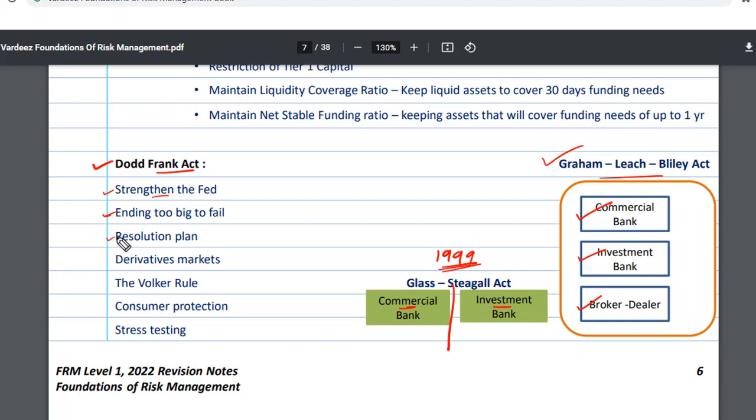The third thing we have is a resolution plan: all the important financial institutions should have a resolution plan. In case anything happens, they should come back to solvency. That is also part of the Dodd-Frank Act. The derivative market is something where it wanted to create more transparency. Next we have the Volcker rule. They put some restrictions on bank trading activity. Then there is consumer protection. This goes without saying that consumers need to be protected, the investors need to be protected, and the market has to be much more stable. And finally, some stress testing that was designed as part of the Dodd-Frank Act.